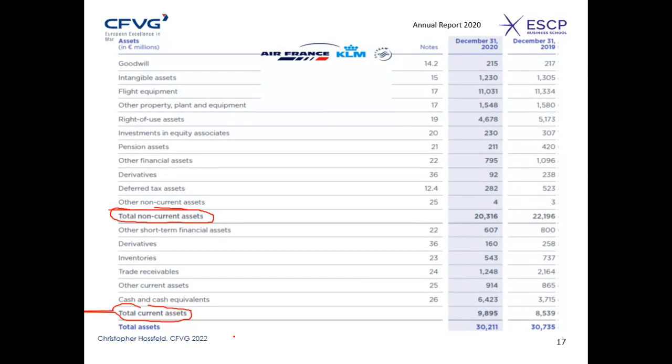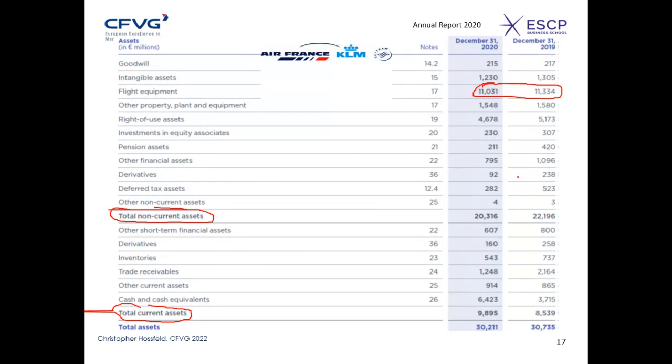But again, it's not specifically written in IFRS, it's only deduced. So we see here what IFRS, or Air France in our case, does. They have goodwill, intangible assets. We see that the biggest asset portion is flight equipment, which obviously makes sense. It's an airline company, so the most important assets are probably aircraft.